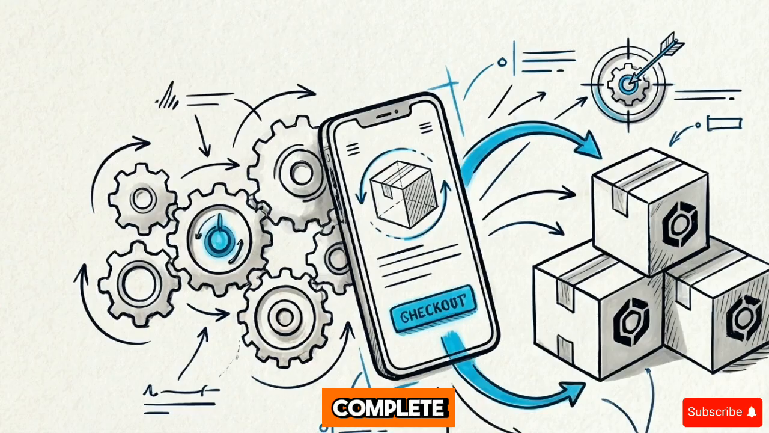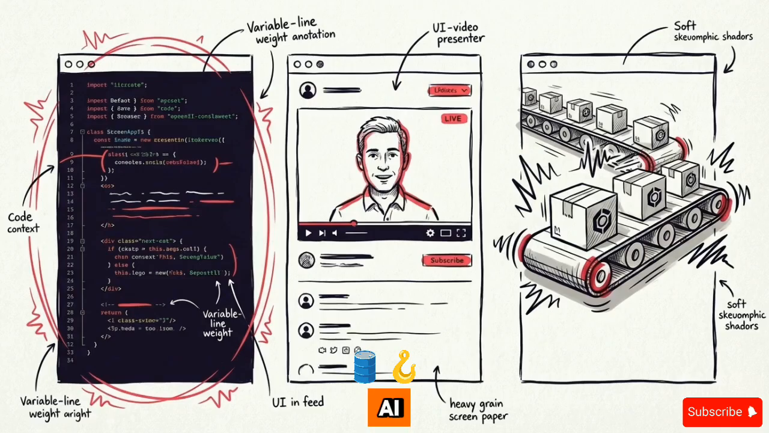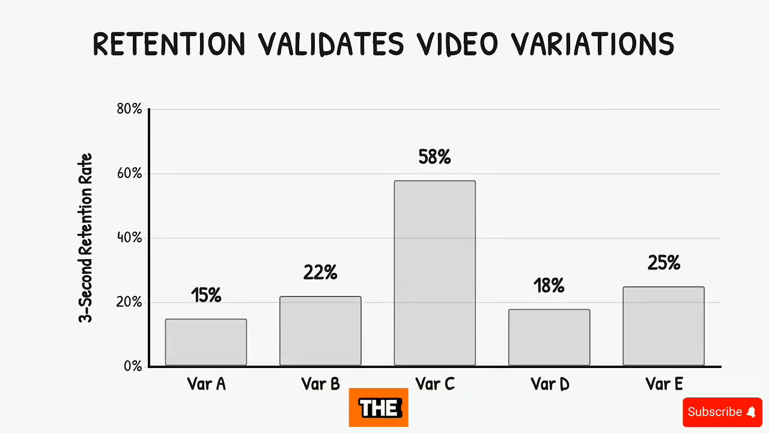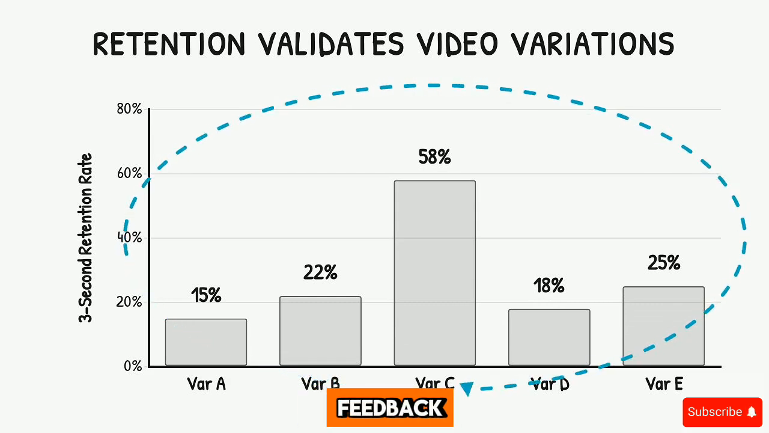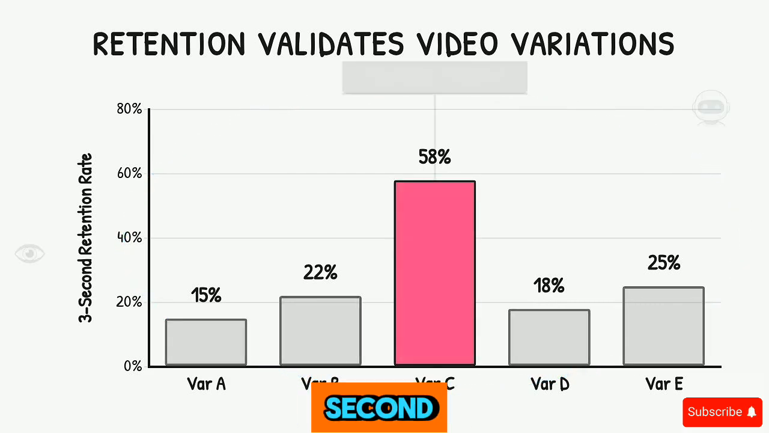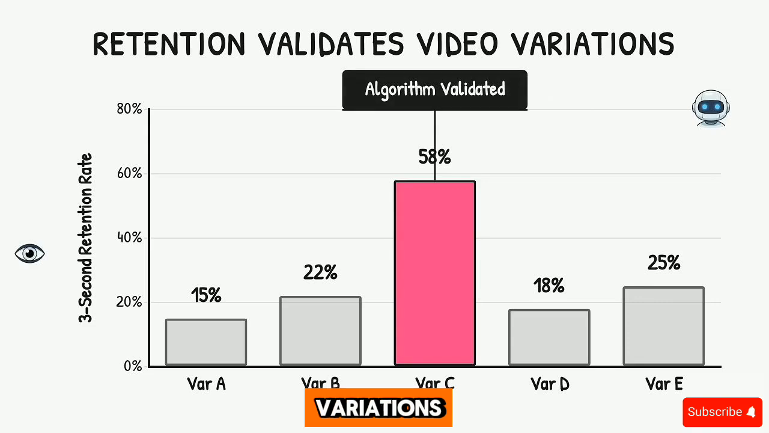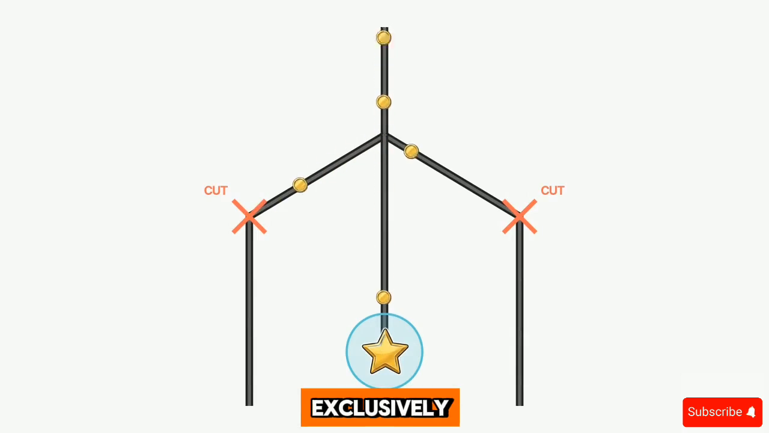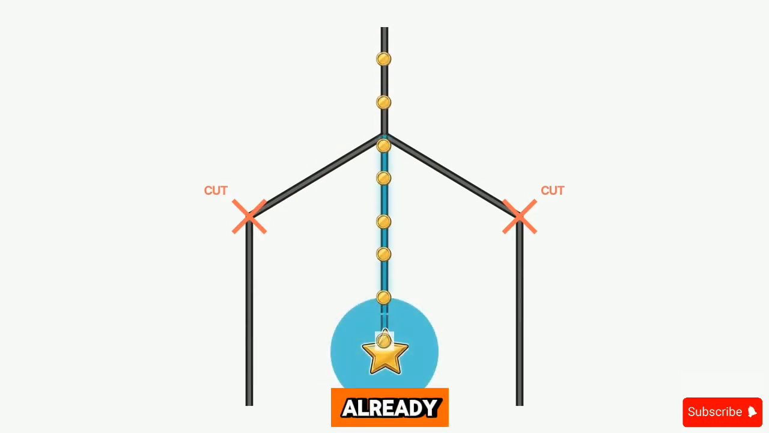You now have the complete architecture, a product aligned precisely to its platform's algorithm, fueled by AI-engineered hooks, and supported by real-time live sales and automated logistics. This dashboard illustrates the reality of your launch. Pushing the campaign live is only the beginning of a continuous data-driven feedback loop, where you constantly monitor the 3-second retention rate across all your video variations. You use this incoming data to ruthlessly cut the low-performing hooks. Every dollar of your advertising budget is then funneled exclusively into the assets the algorithm has already validated.